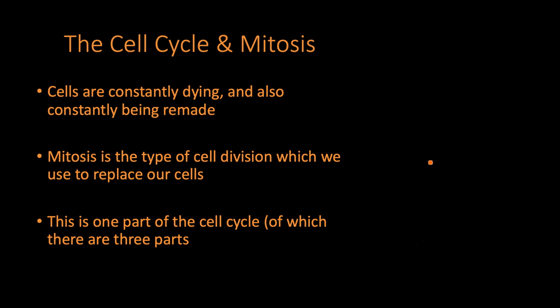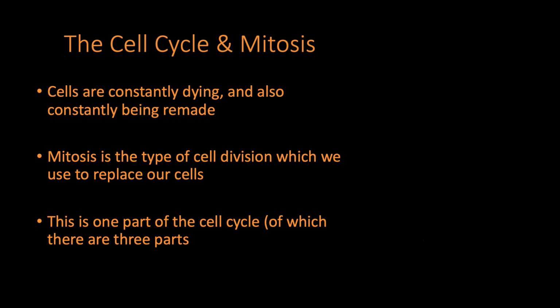Okay, so the cell cycle. Cells are constantly dying and in the process of being remade. Cells don't exist for your whole life. You're always replacing your cells, and different cells are replaced at different rates. Mitosis is the type of cell division with which we replace our cells. So if we need to replace our cells, they divide by mitosis.